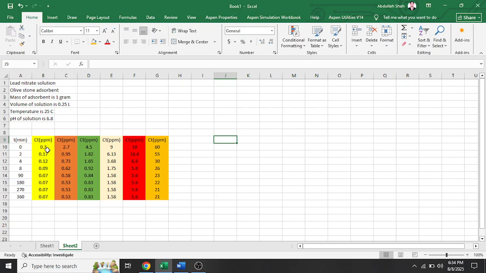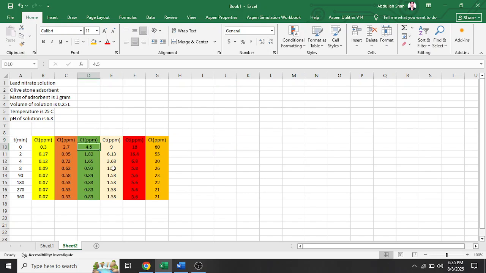For example, suppose we first make a solution having an initial concentration of 0.3 ppm. With the passage of time, its concentration will decrease, and after 90 minutes, its concentration will become constant. So this is the equilibrium concentration, which is 0.07 for this experiment. Similarly, for the other experiments, the concentration becomes constant after a certain time. For the third experiment, the equilibrium concentration is this constant value.